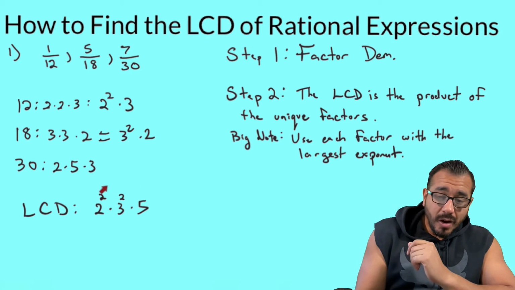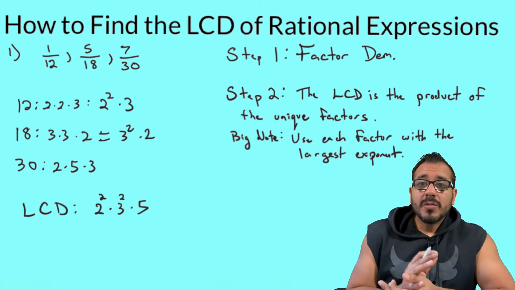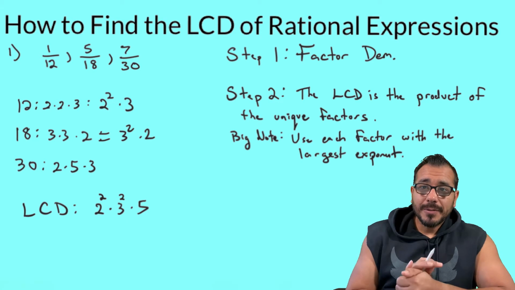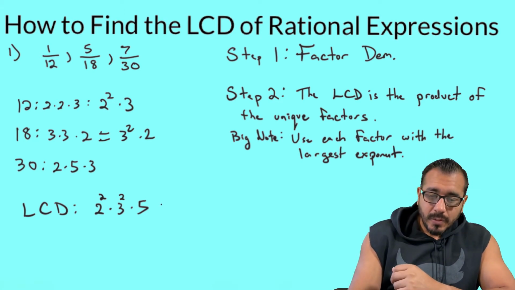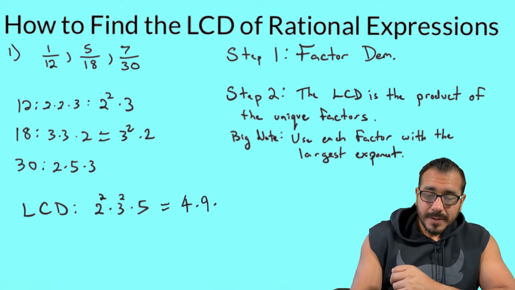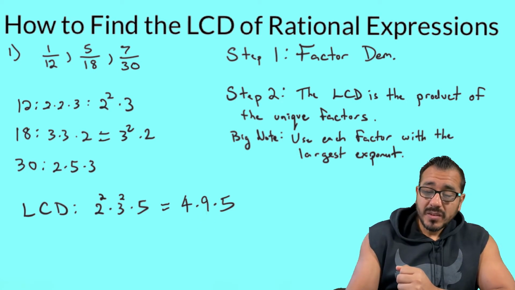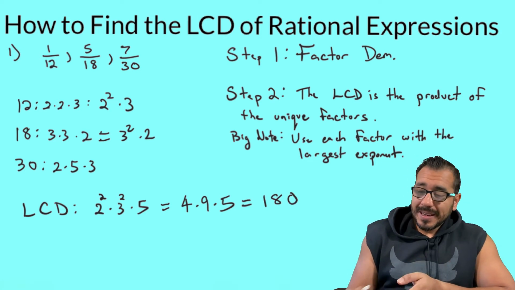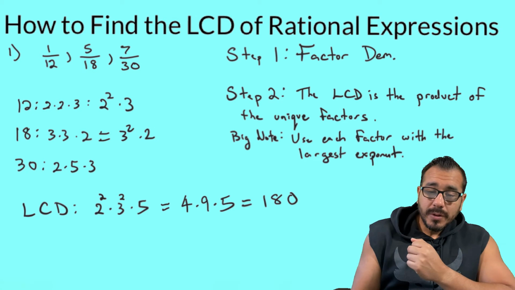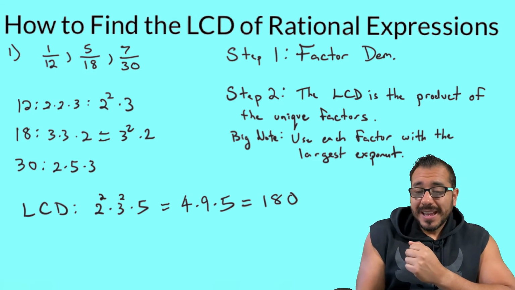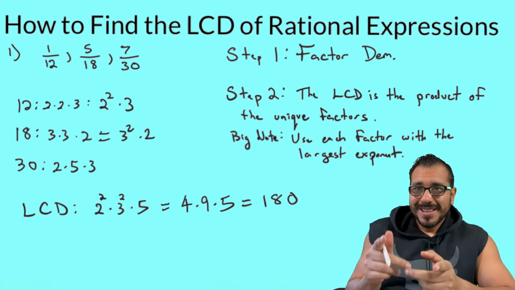When you multiply all this out, this is going to give you your least common denominator. It's that easy. So we end up with 2 squared, which is 4, times 3 squared, which is 9, times 5. We could do this many different ways. 4 times 5 gives us 20, and 20 times 9 is going to give us 180. So our LCD for this first one is 180. What that means is this is the smallest number that 12, 18, and 30 divide into. It's looking good so far.